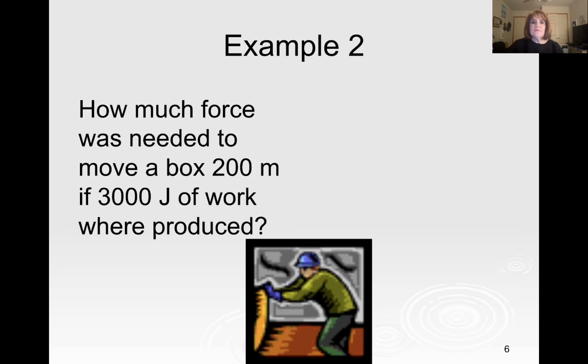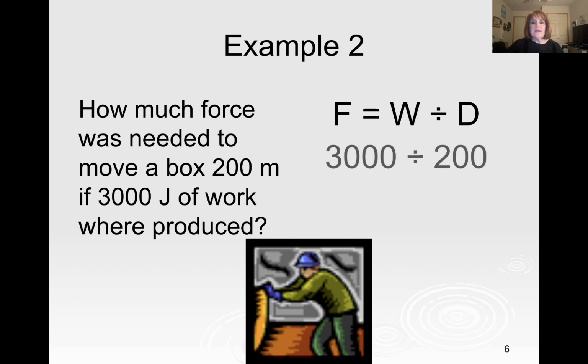Another example: how much force was needed to move a box 200 meters if 3,000 joules of work were produced? Force is equal to work divided by distance. 3,000 divided by 200 would be 15 newtons of force.